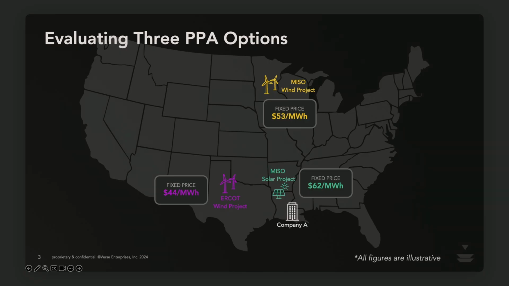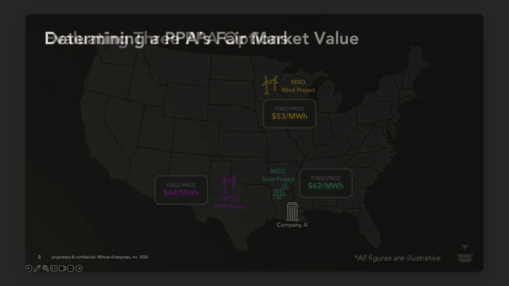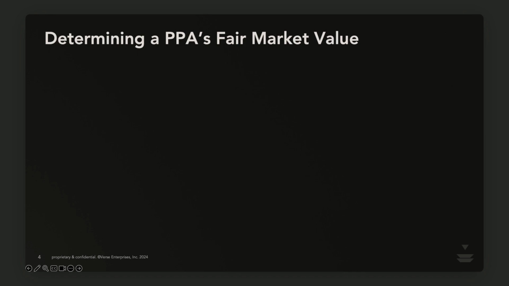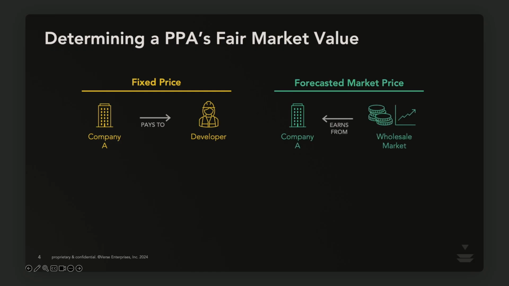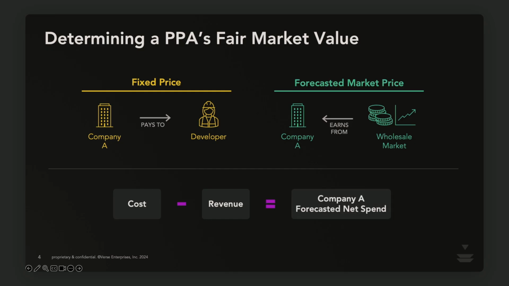Company A must now determine the fair market value of the PPAs to understand its forecasted net spend for each transaction. A PPA's fair market value can be calculated using the fixed price of the PPA and the forecasted market price for the offer. The fixed price is what Company A would commit to pay the developer. The forecasted market price reflects what Company A would earn as revenue on a levelized hourly basis in the wholesale market. The fixed PPA price, cost, minus the forecasted market price, revenue, provides Company A's forecasted net spend on clean energy.